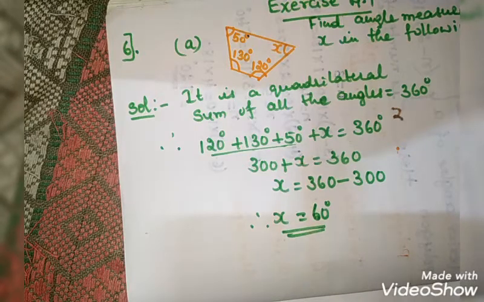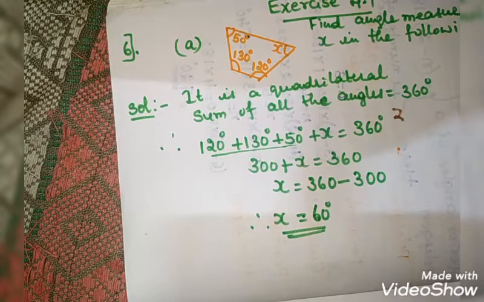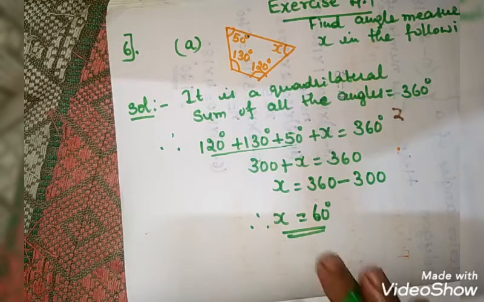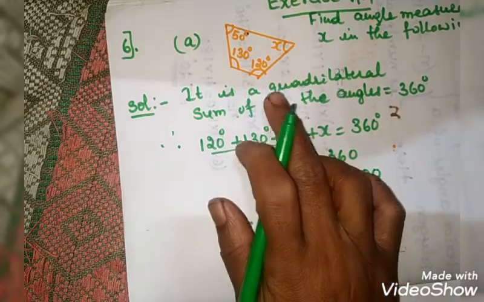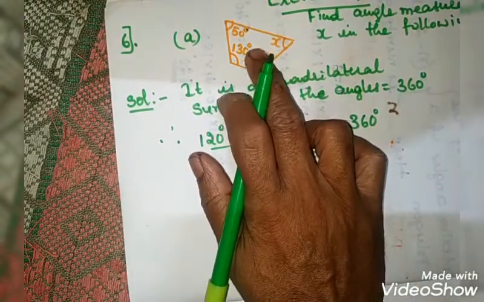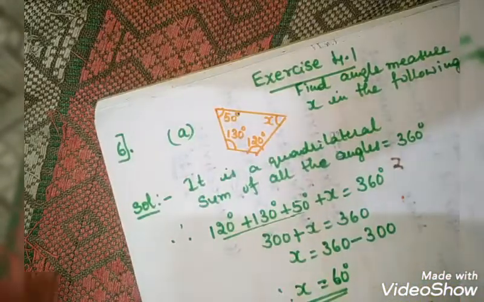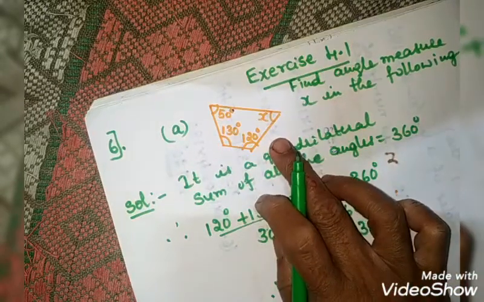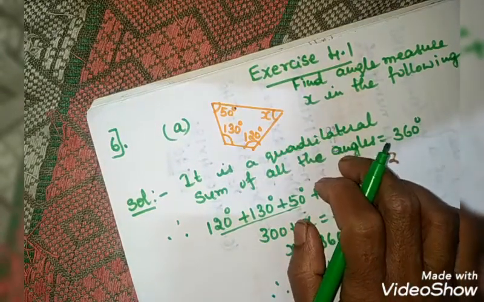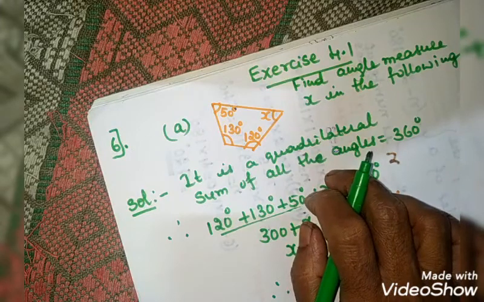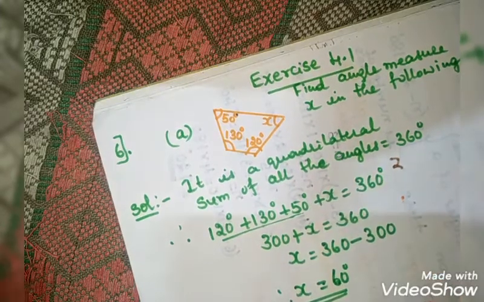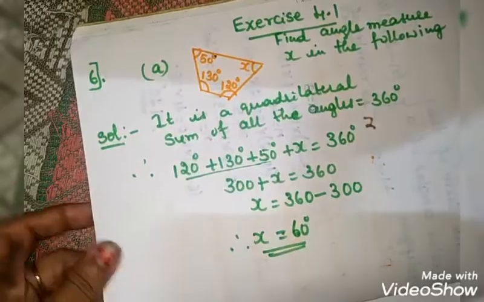In this way, you have to find out the measure of the angle x. Understood? So it is very easy one. But you must know which type of figure it is and what about its sum of all the angles. Isn't it? Now, let us move on to the next sum.